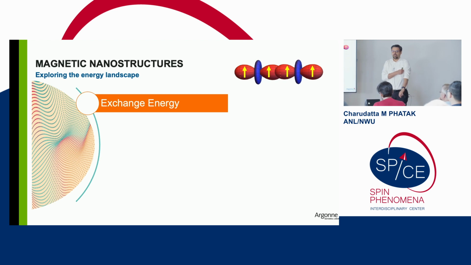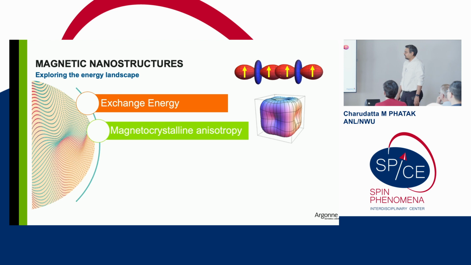Simplistically thinking, one of the energy terms is the exchange energy. It could be either a direct exchange or all kinds of other exchange energies that can dictate how the spins interact with each other. The second one is the magnetocrystalline anisotropy, which depends on the type of material that you have, the crystallographic phase, orientation, and so on and so forth. Depending on that, there will be a preferred direction of magnetization for the material.